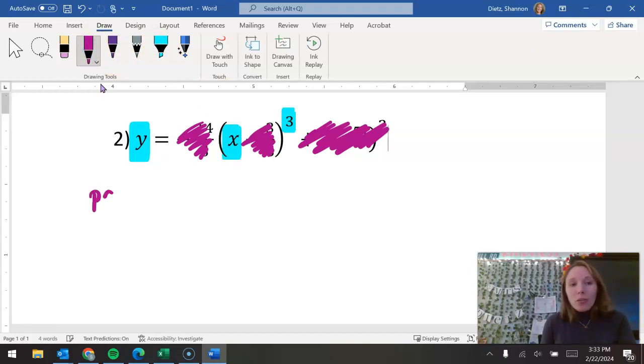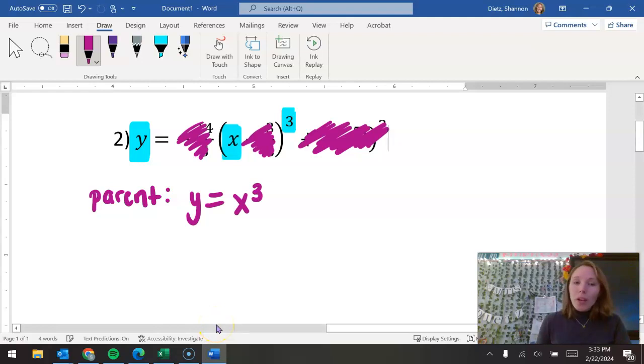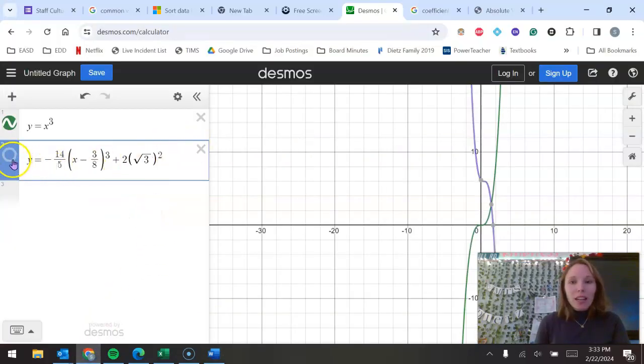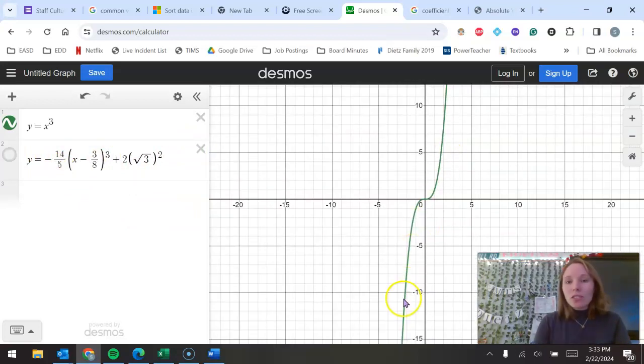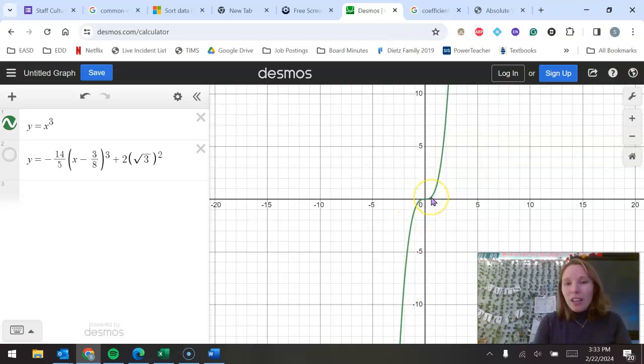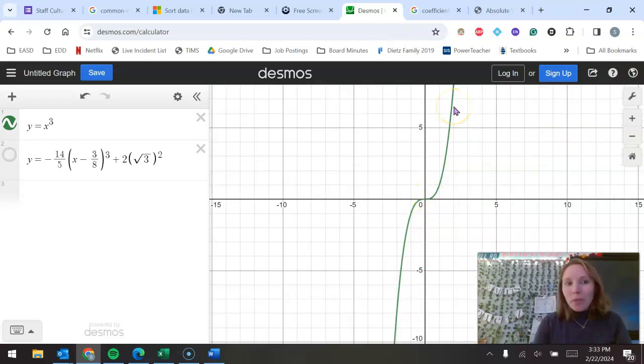So when you're looking at your parent function, we are looking at a cubic. Okay, so that's what we're starting with, and then we're going to look at the changes. So this is, let me take that out of there. This is what our original parent function looks like, x to the 3rd. So you can see it starts down here, kind of hangs out in the middle, and then it goes back up. All right.